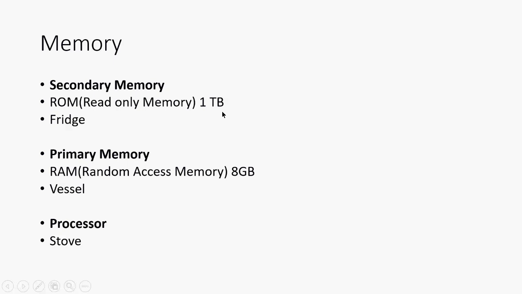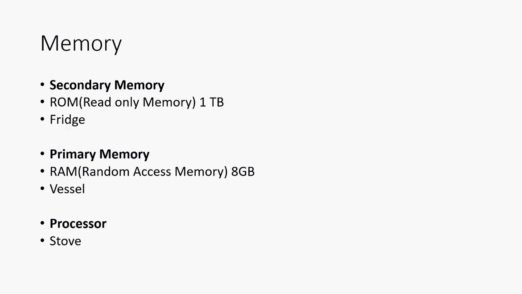So we will be having ROM inside our computer, which is called read-only memory, and we will be having a hard disk. So secondary memory means hard disk, and that will be something like 1 TB. And coming to the primary memory, it is like a RAM. RAM means random access memory, and we generally will be having 8 GB. Secondary memory is slow memory, slow compared to primary memory.